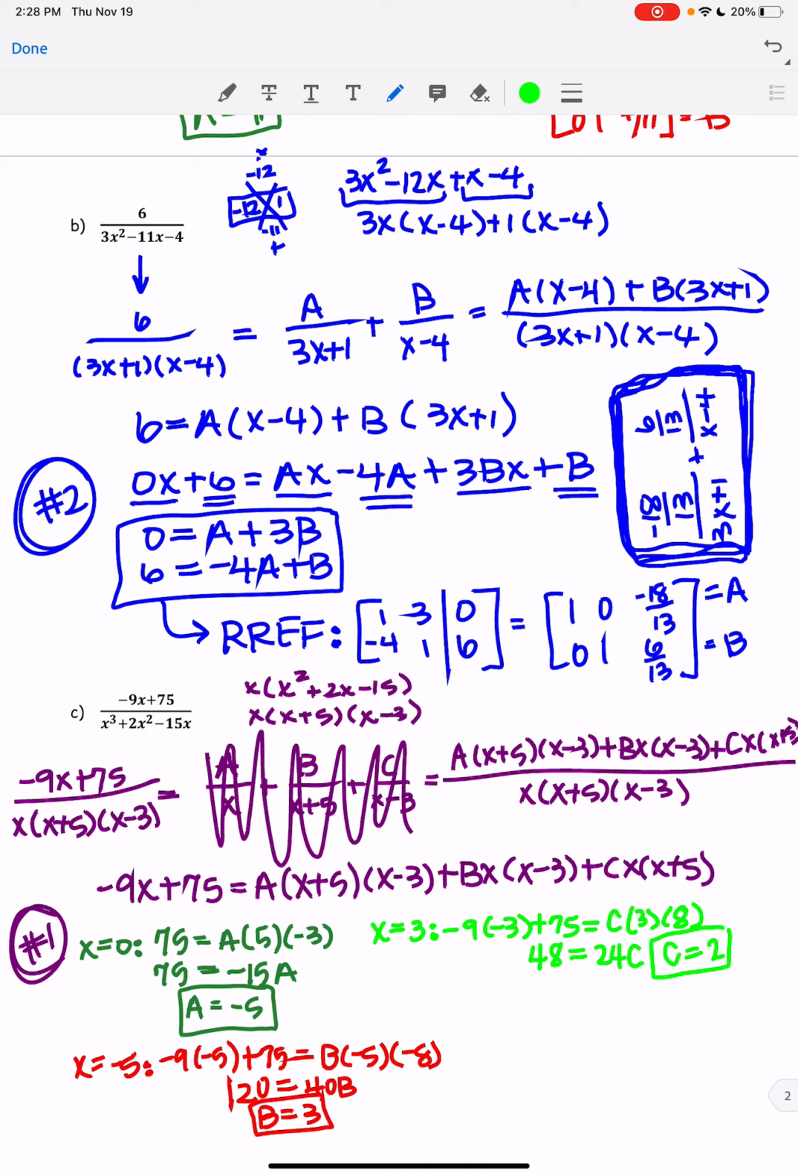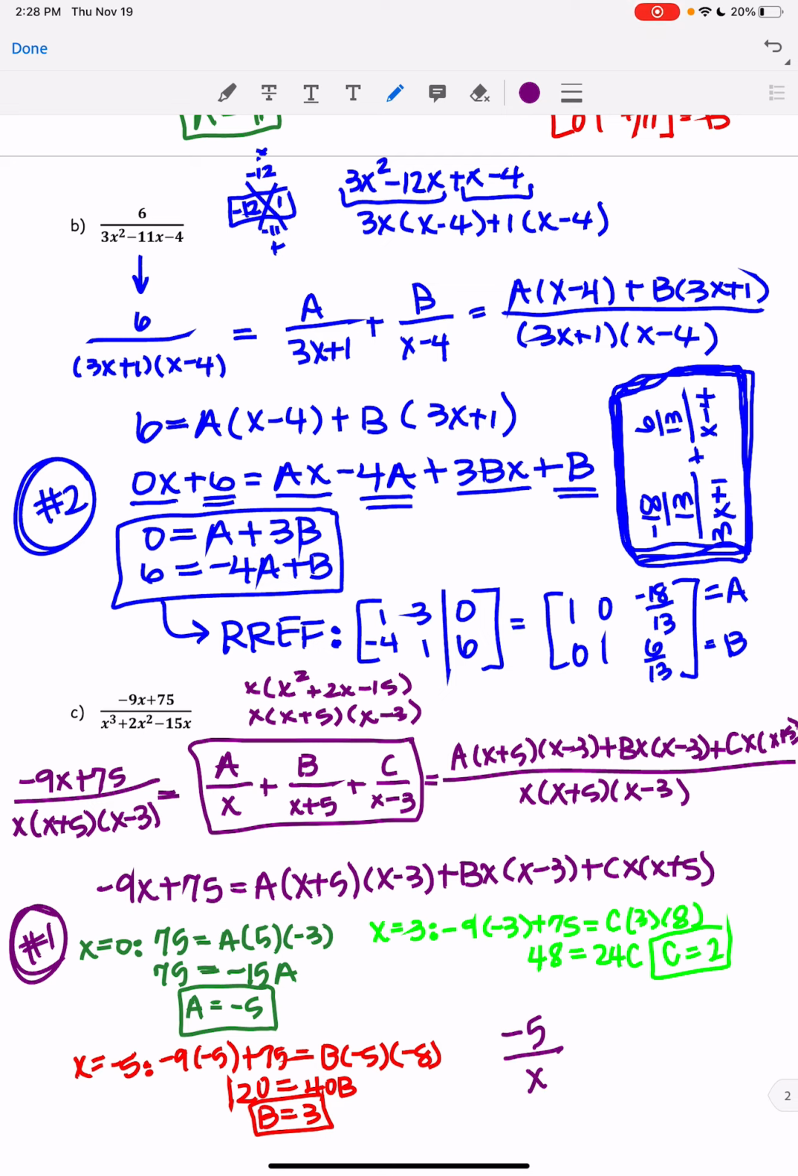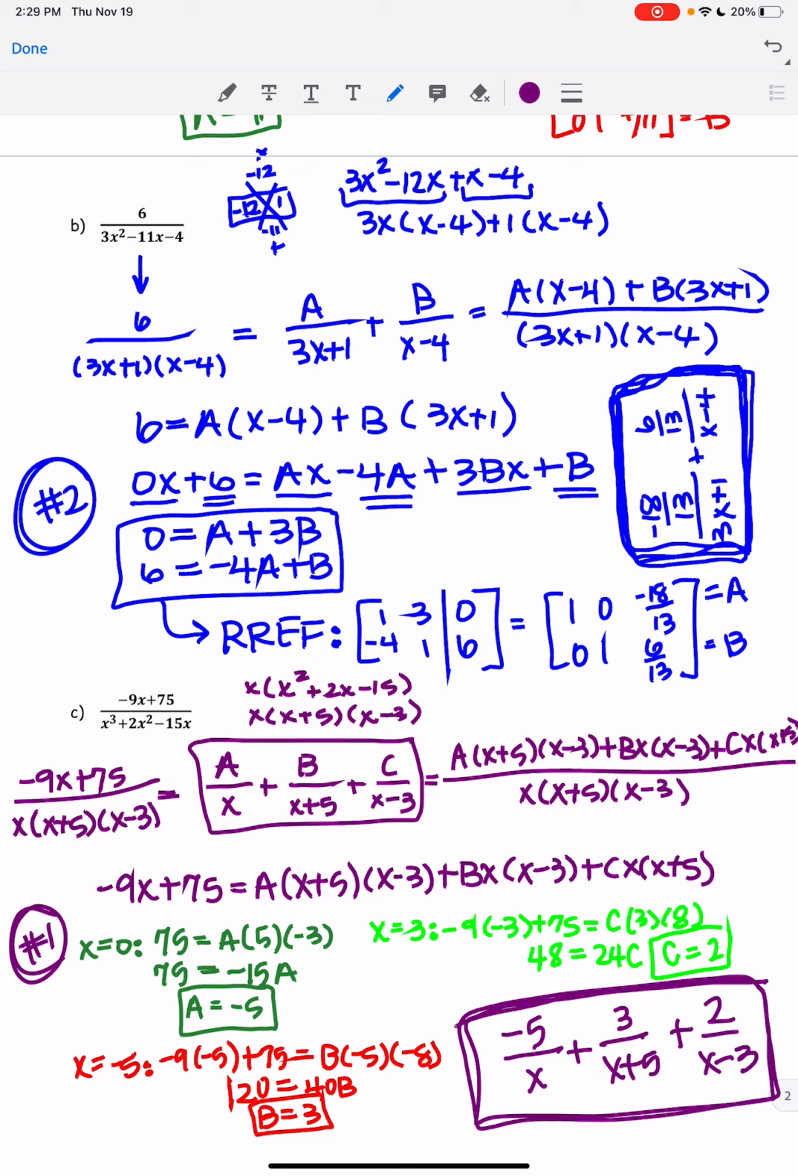So once we have our A, B, and C, take this here and plug in your A, B, and C. My A is negative 5, so I've got negative 5 over x plus my B is 3, so 3 over x plus 5. And then my C is 2, so 2 over x minus 3. And so that is my final answer.